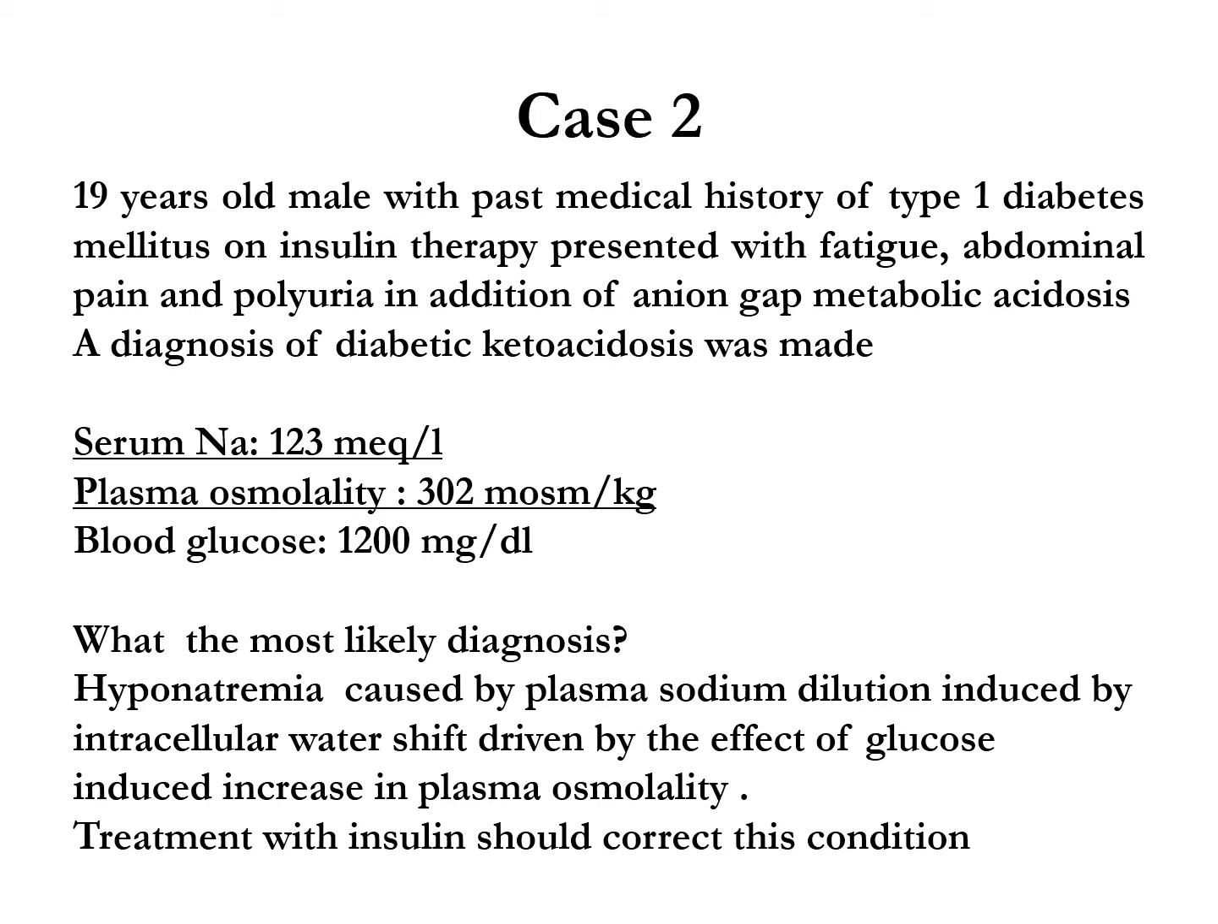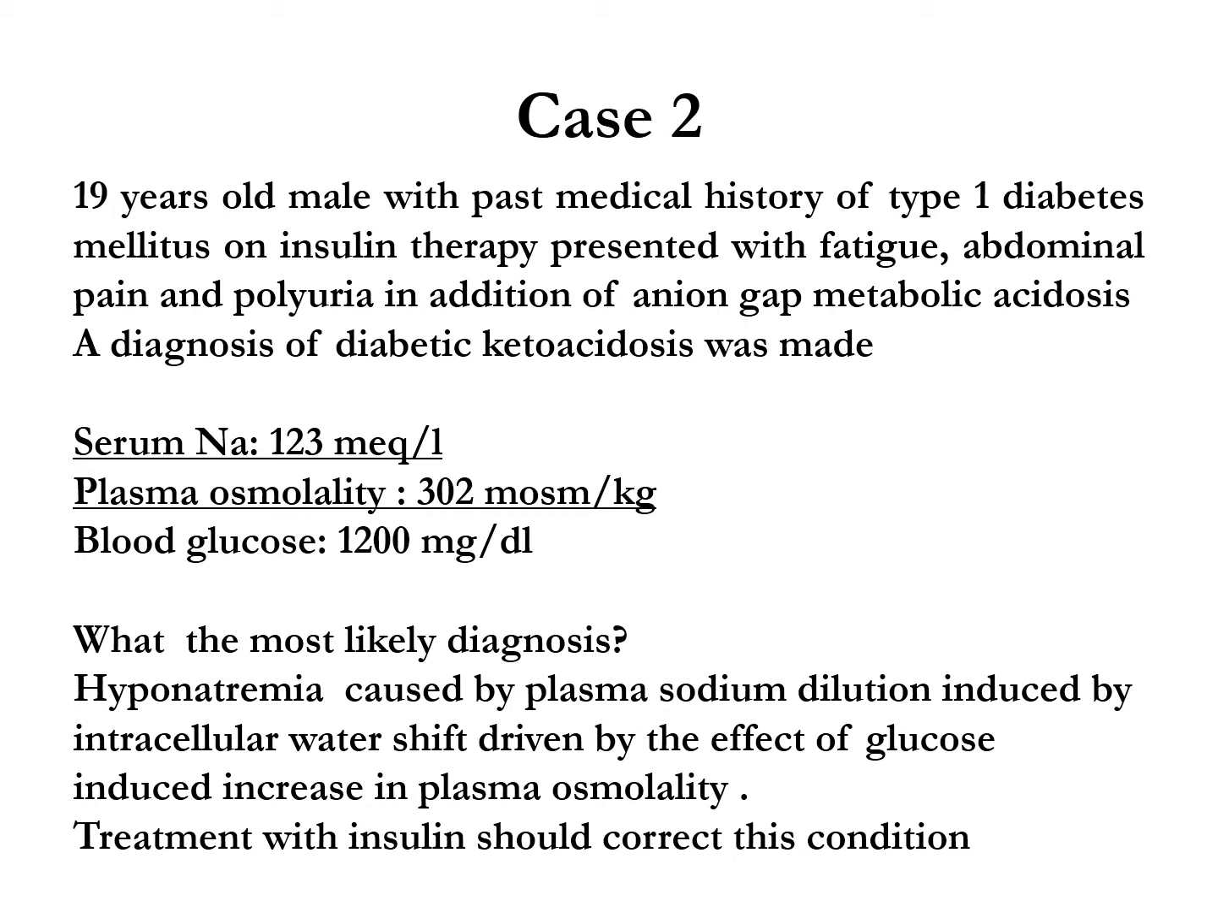Here is a young male with diabetic ketoacidosis. Let's look at serum sodium. Serum sodium is 123 milliequivalent per liter, so he has hyponatremia. To differentiate whether it is pseudo hyponatremia, translocational hyponatremia, or true hyponatremia, we should look at plasma osmolality. Here, plasma osmolality is 302 milliosmol per kg. So this patient has hyponatremia with high osmolality, so he has translocational hyponatremia.